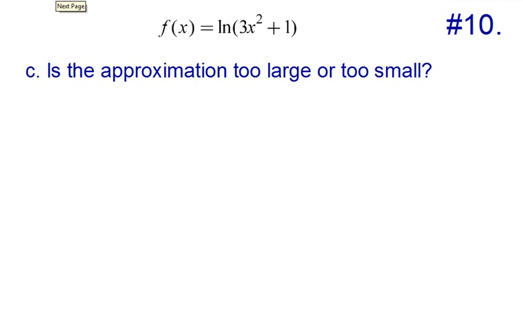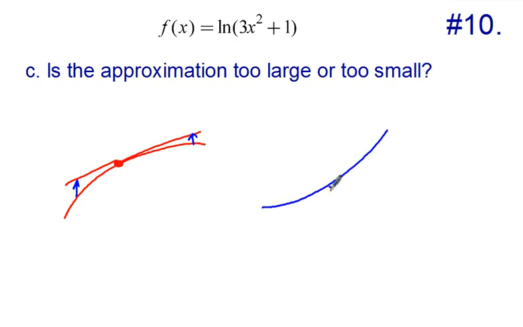Is the approximation too large or too small? Well, let's stop and think about what that is saying. If the appearance of the graph is like that, then a tangent line will produce an answer that's higher than the actual graph, and we'll say that the output is too large. The approximation is too large. If, on the other hand, the graph looks like that, then its tangent line would lie below the graph, in which case we would expect the linearization to be smaller than the actual output.